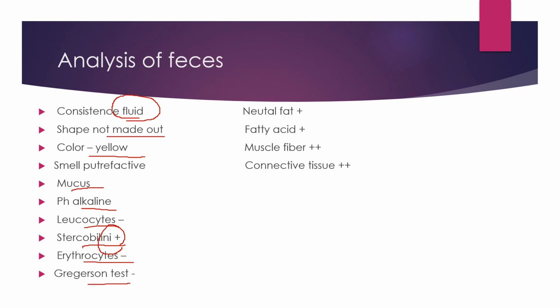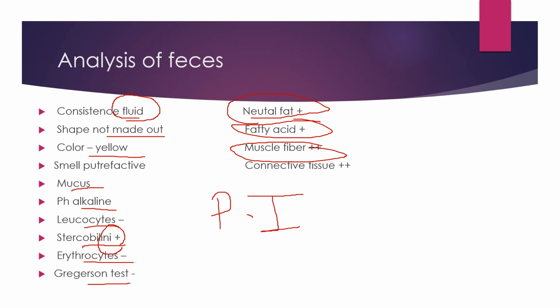Erythrocytes absent, Tribe test negative, but we can see the presence of neutral fat. We can see the presence of fatty acids. We can see the presence of muscle fiber. It is the condition of steatorrhea, amylorrhea, and creatorrhea. So this all indicates pancreatic insufficiency. The patient is suffering from diarrhea with pancreatic insufficiency.